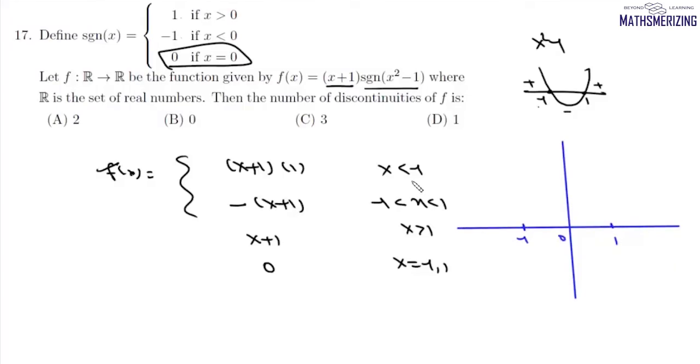Now when x is less than minus 1, so at minus 1 this value will be 0. At minus 2 this value will be minus 1. So we'll have this straight line. So this is x plus 1. At minus 1 this value is 0.